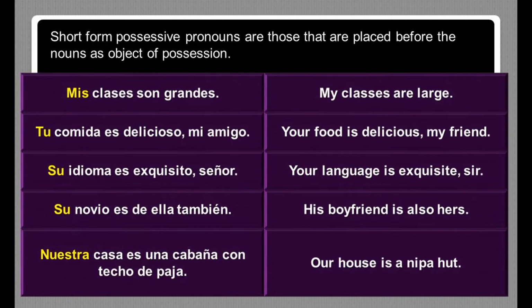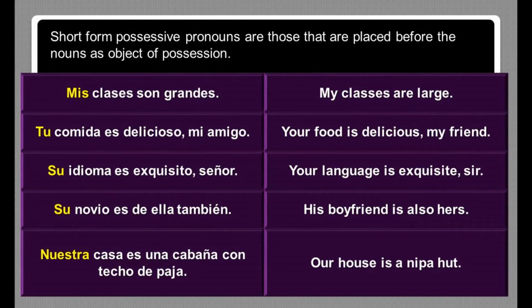My classes are large, mis clases son grandes. Your food is delicious, my friend. Tu comida es delicioso, mi amigo. Your language is exquisite, sir. Su idioma es exquisito, señor. His boyfriend is also hers. Su novio es de ella también.